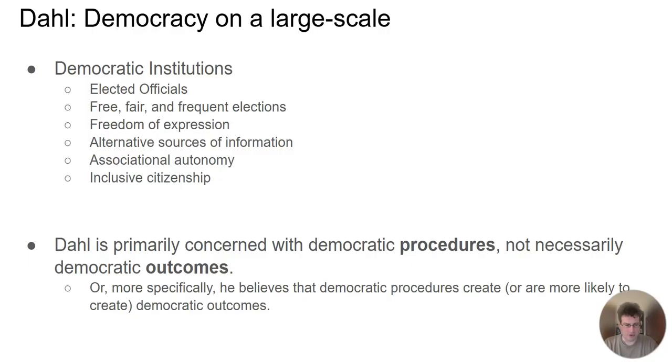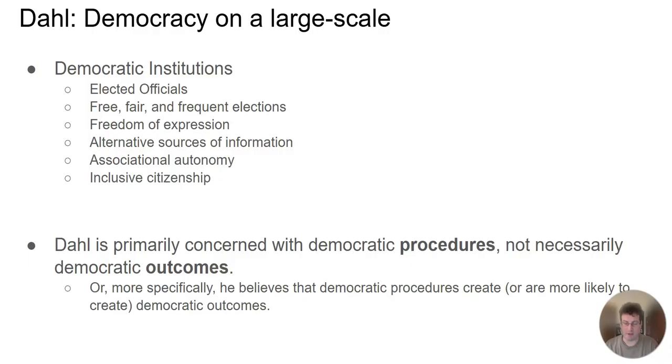One thing to pay attention to here, though, is that Dahl is primarily concerned with democratic procedures, not necessarily democratic outcomes, right? You could have an authoritarian government that basically says, we're going to provide universal health care for everybody, right? He might think of that as a democratic outcome, but his concern is procedures. What are the institutions that we're going to follow?